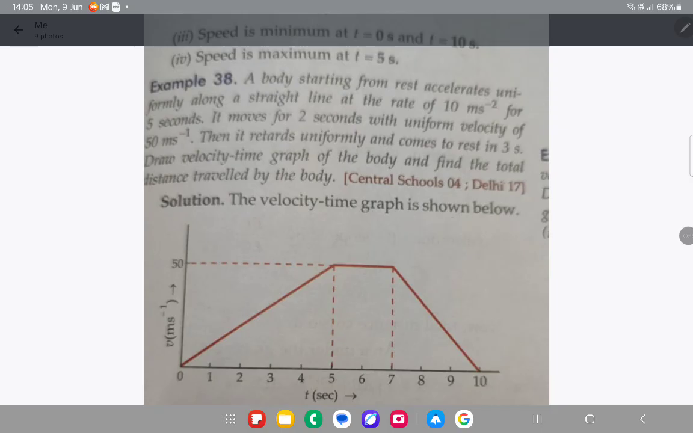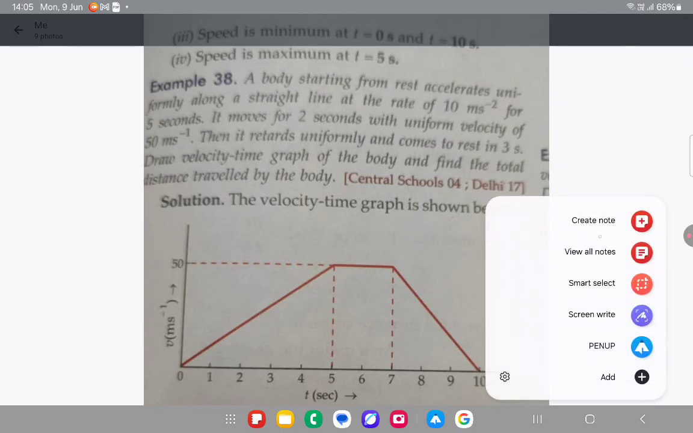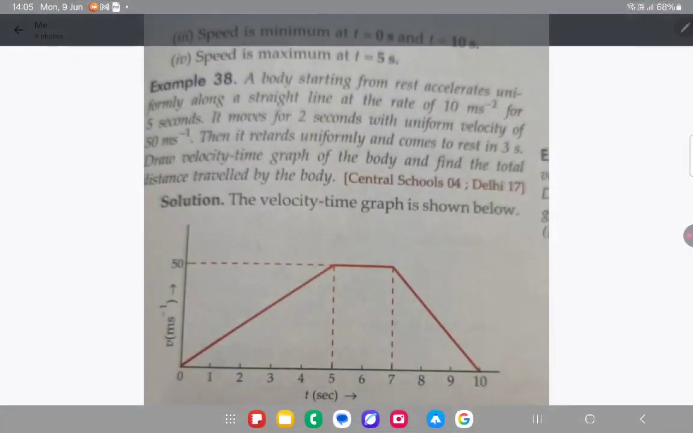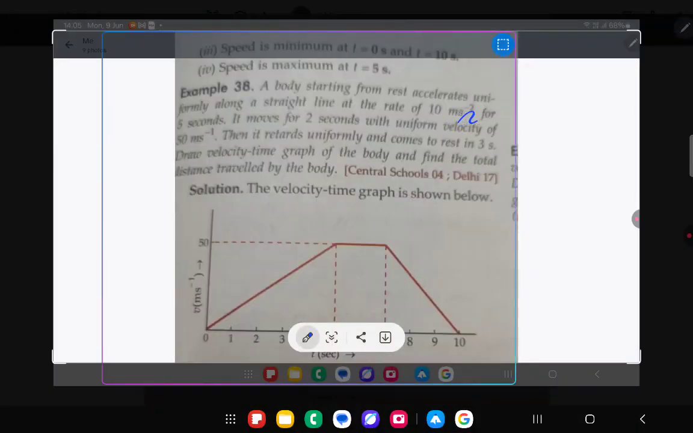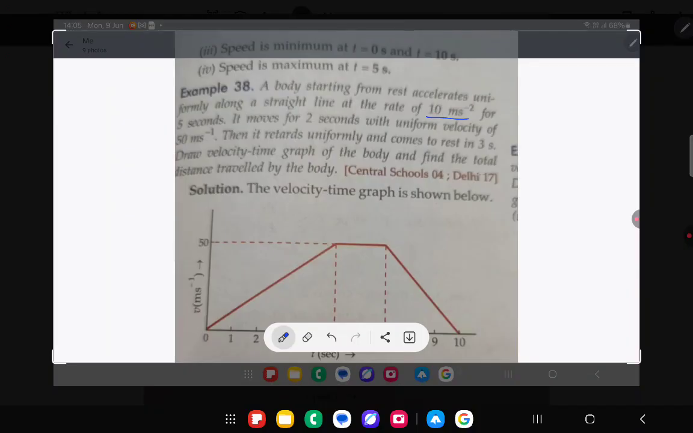So this is the graph that's been given. A body starts from rest and moves uniformly on a straight line at a rate of 10 meter per second. You know this is a velocity time graph, and the slope of this will get you the acceleration. They've given that 10 meter per second square is the acceleration for up to 5 seconds. You can see from the graph, up to 5 seconds is here. The slope is opposite by adjacent, which is 50 by 5. So 10 meter per second square, correct.